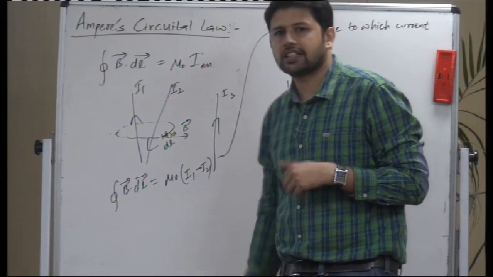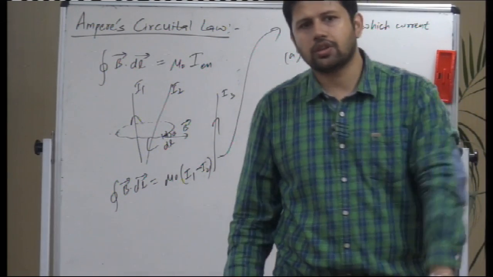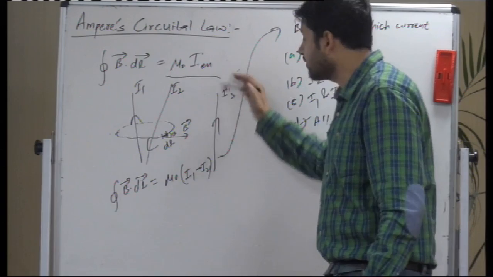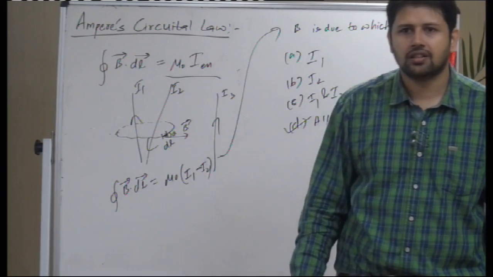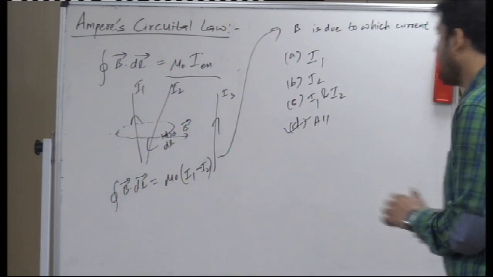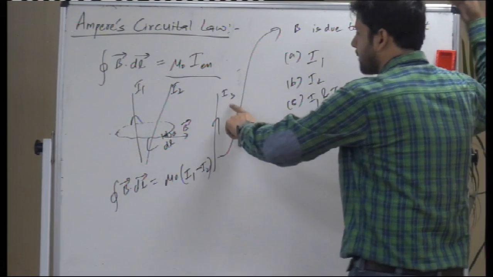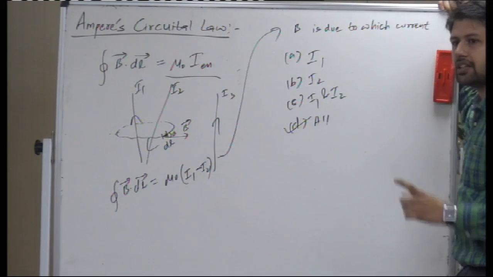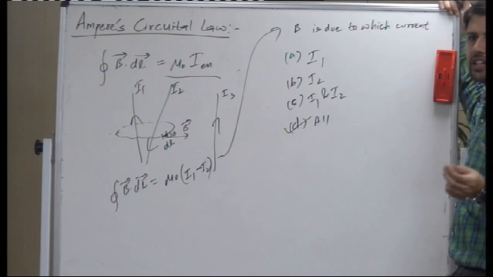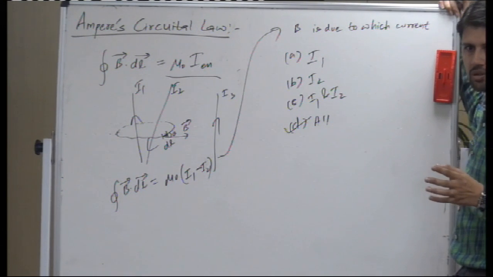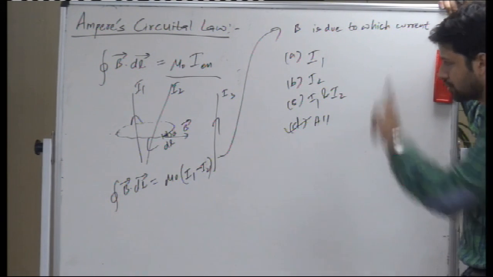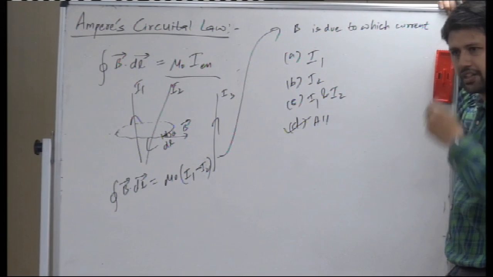The current I3 plays no role in the right hand side, but it will play a role in the left hand side. Is it okay? Okay, magnetic field will be affected by presence of this current. But the value of line integral would still remain same. Only those currents which pass through the loop change the value of line integral, right?